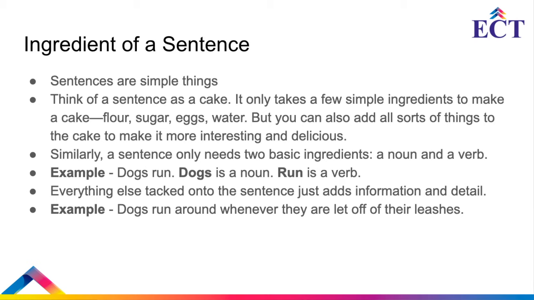Similarly, a sentence only needs two basic ingredients, as we saw, a noun and a verb. So, for example, dogs run. Here, dog is a noun and run is a verb. Everything else tagged onto a sentence just adds information and detail.